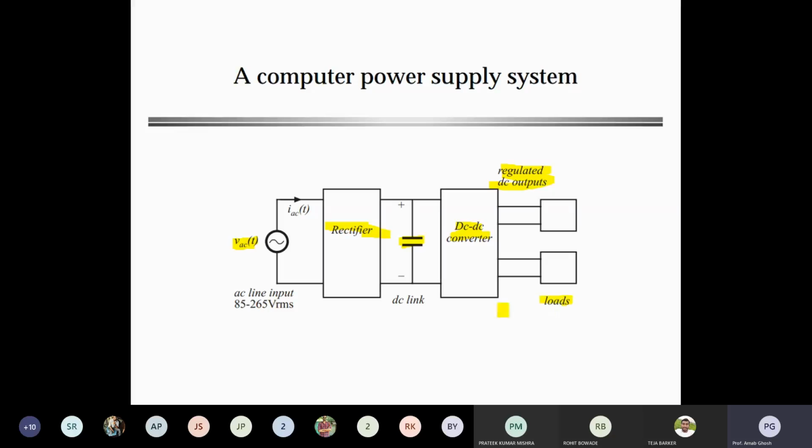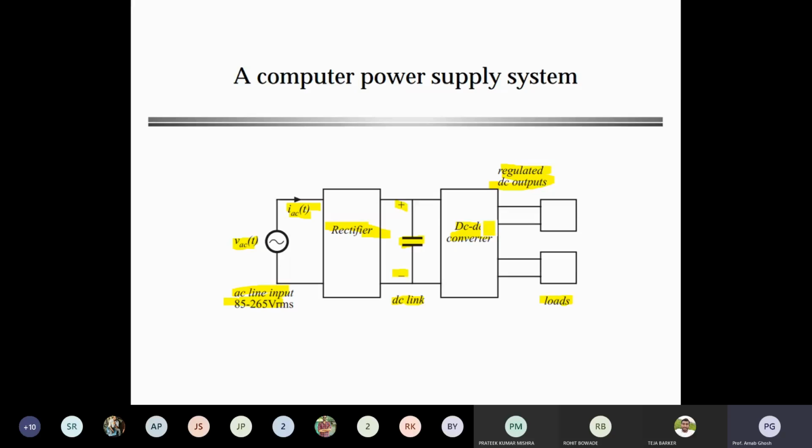That DC supply normally has a capacitor, which mitigates the ripple. Because it is AC that is rectified, we get pulsating DC. The input is 85 to 265 volts RMS. It is called the DC link capacitor, and it maintains and balances the voltage. Balancing the DC link capacitor is also another research topic.